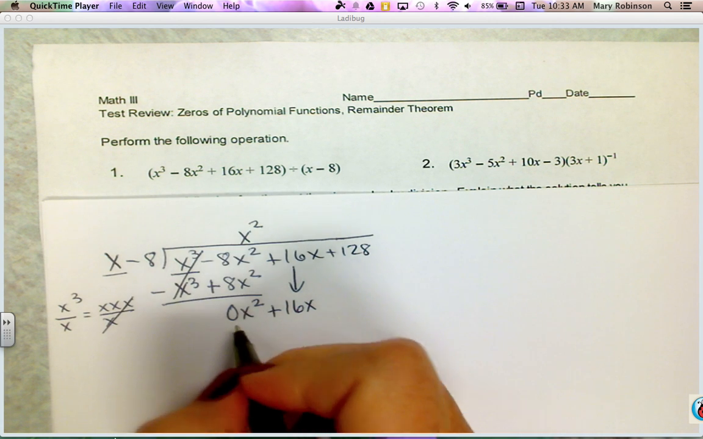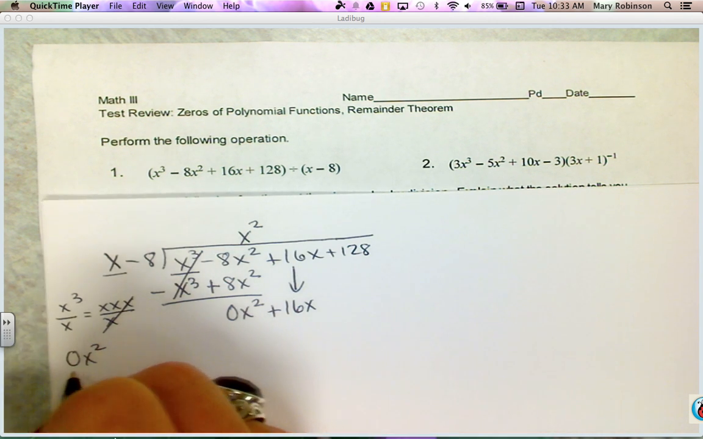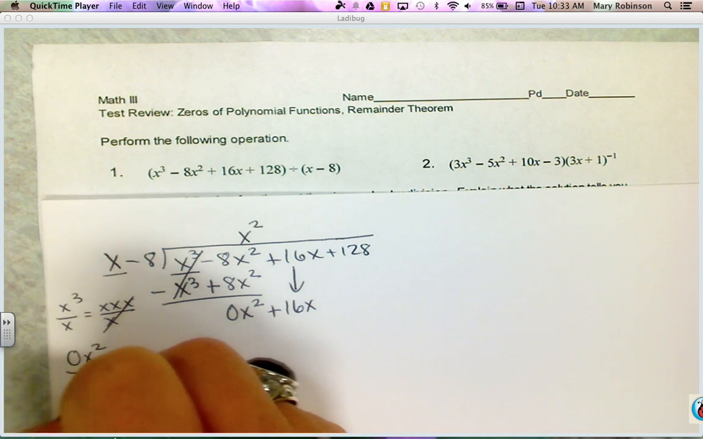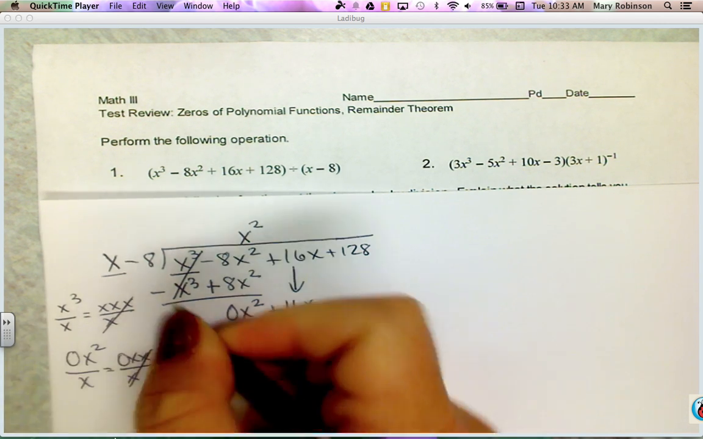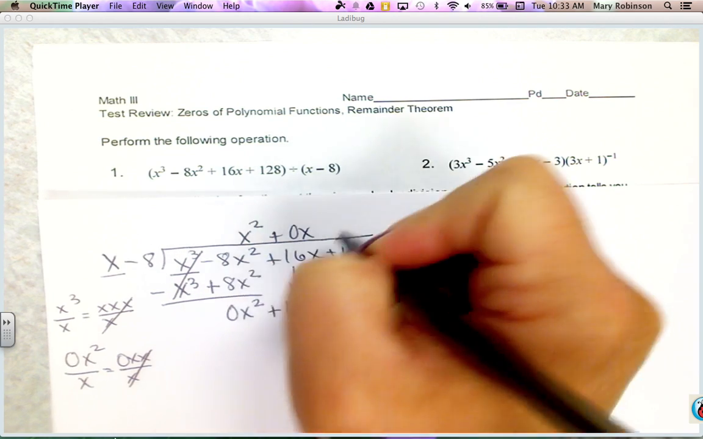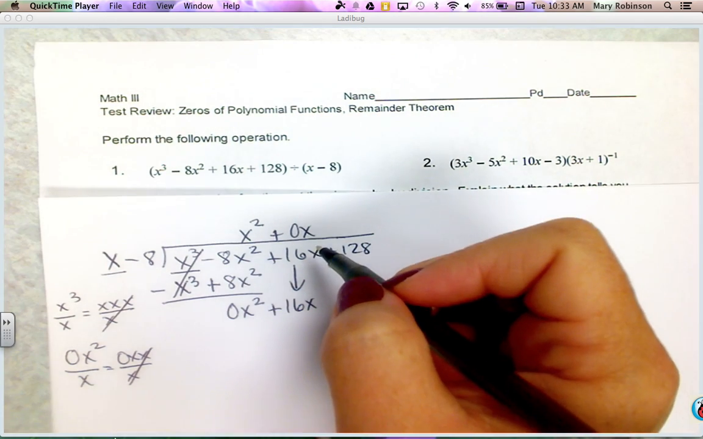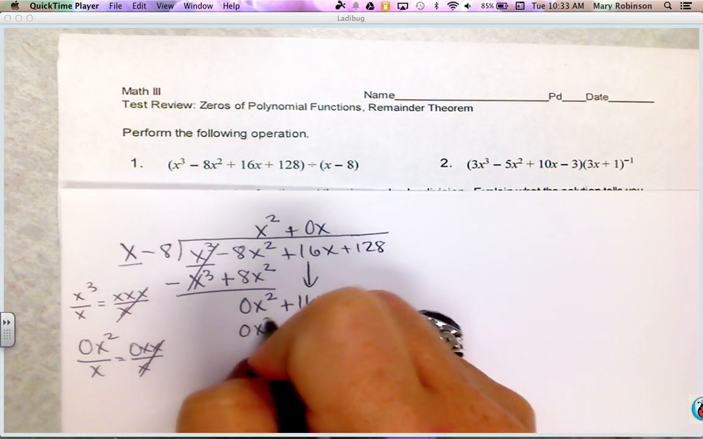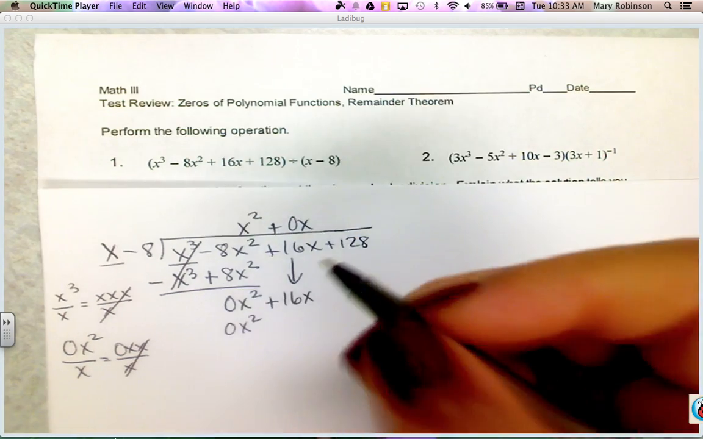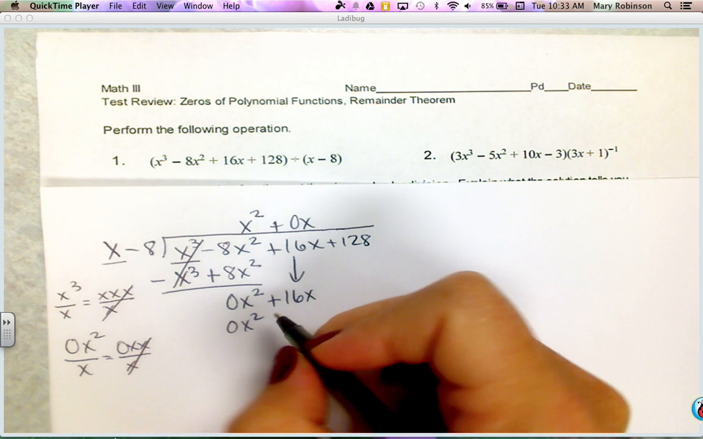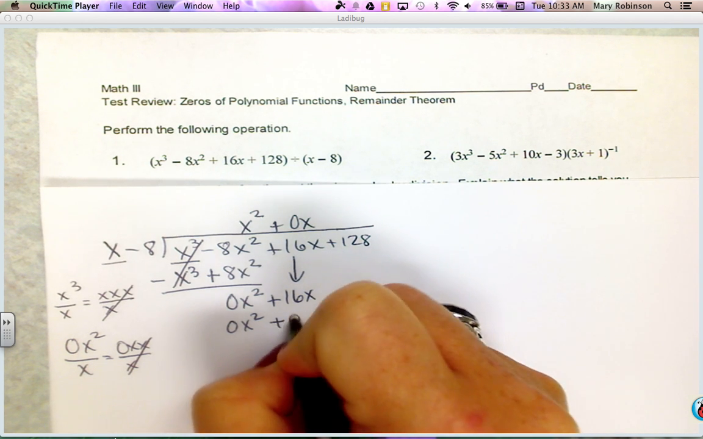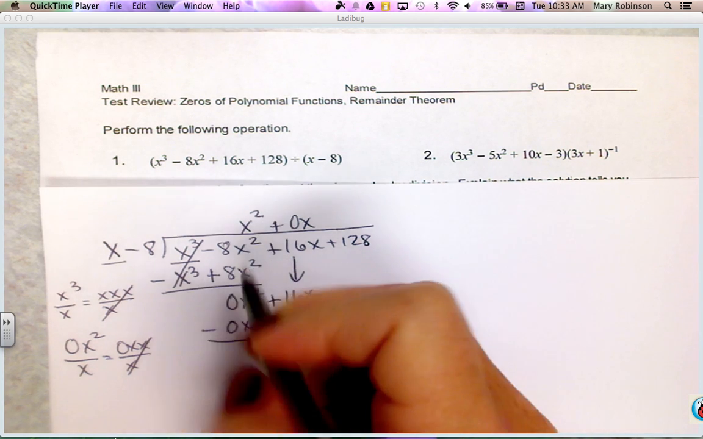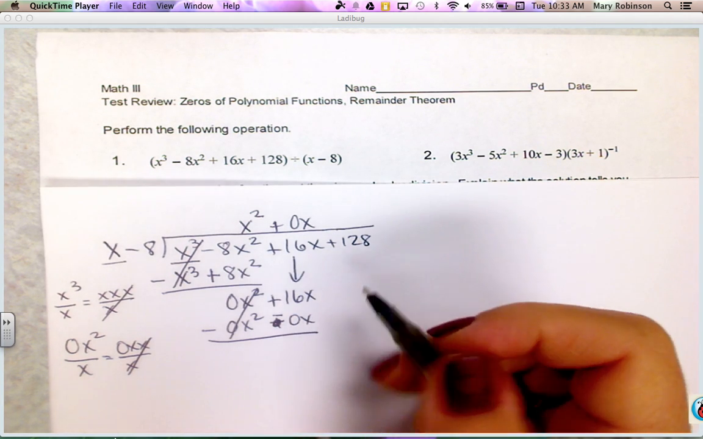Be cautious here, because even though 0x squared divided by x gives us 0x, we're going to need that term so that we don't mess up the last one. So 0x times x is 0x squared. 0x times negative 8, of course, is 0, but we'll put plus 0x. We draw our line and change our signs. It really doesn't matter if 0x is positive or negative because it's zero.